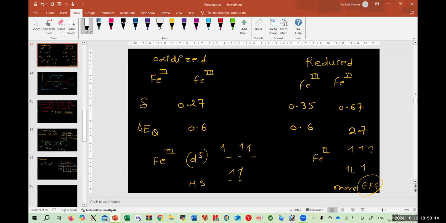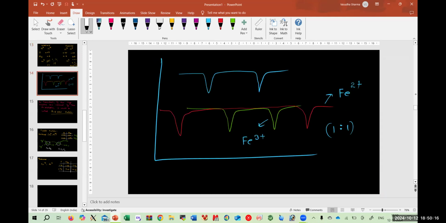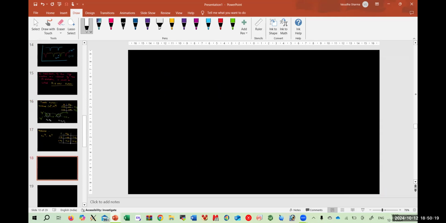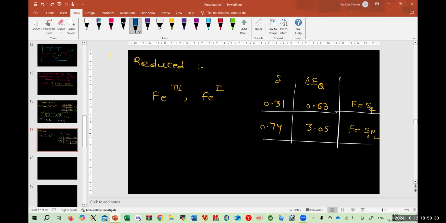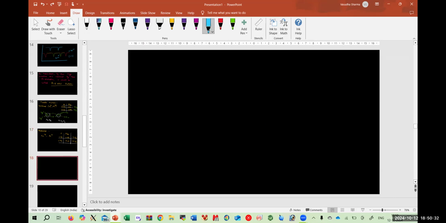Now we have the last example: the four iron, four sulfur cluster. Earlier we had the 3Fe4S cluster. Now again we will make a cube.